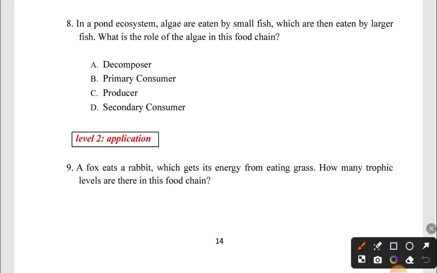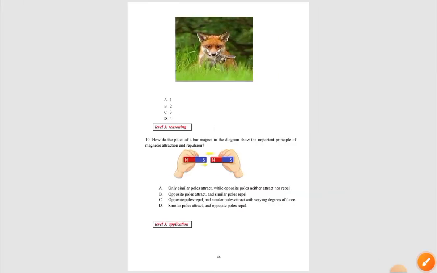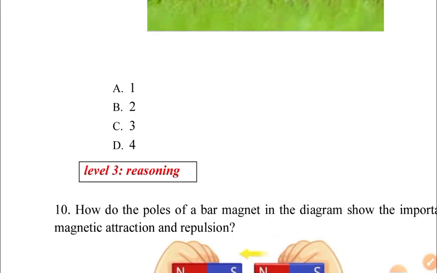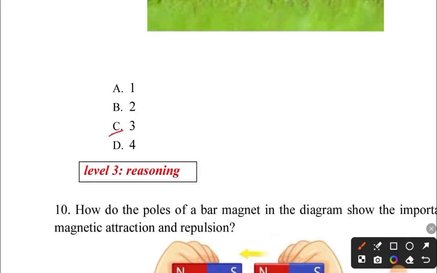Question 9. A fox eats a rabbit, which gets its energy from eating grass. How many trophic levels are there in this food chain? So we first have the grass as the first trophic level, the rabbit as the second, and then the fox as the third. So the answer to this is 3. So the answer to question 9 is C, 3.